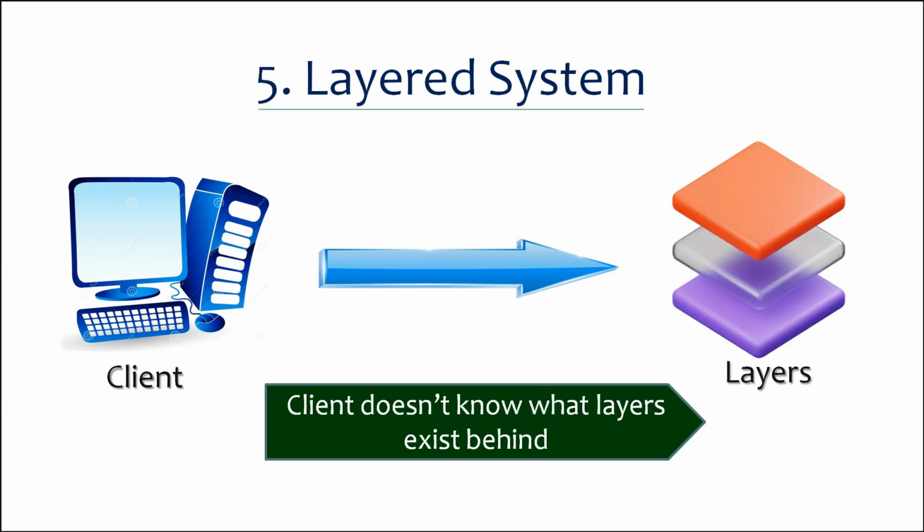And the next one is layered system. REST APIs can be deployed in multiple layers, and our request goes through a load balancer, API gateway, auth server and backend servers. Here, the client doesn't know what layers exist behind. The main purpose of the layered system is to increase scalability and security.